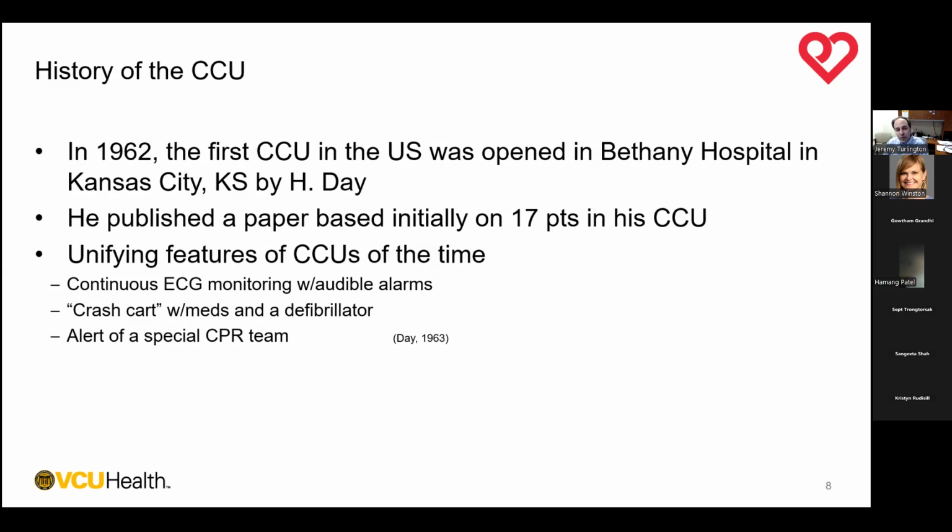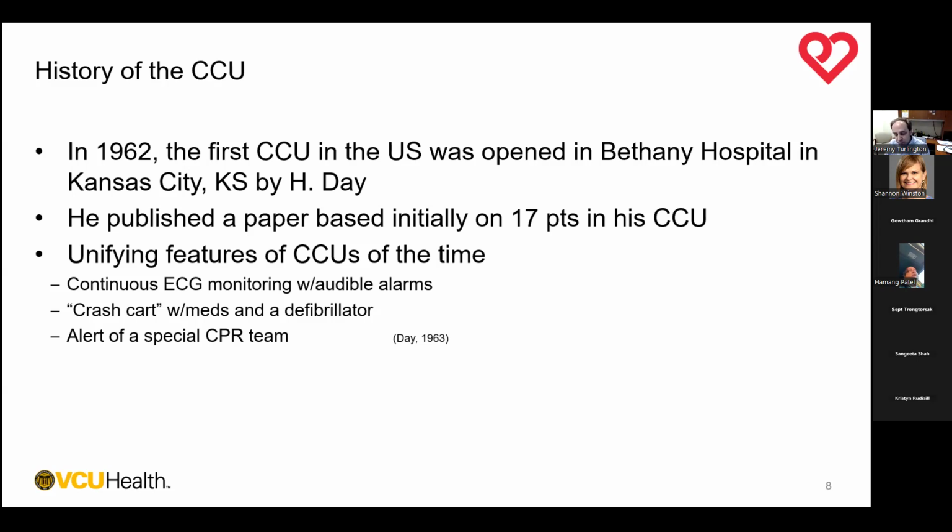A couple of years later in Kansas City, the first actual CCU was opened in America. This was done by Day and colleagues, and he based everything on his first 17 patients. He thought the unifying features should be continuous monitoring with audible alarms, a quote-unquote crash cart where we could defibrillate patients quickly, and a special alert of a team just for CPR to come to the bedside. He also anticipated big problems: there were too many visitors in these units, which would have to change.